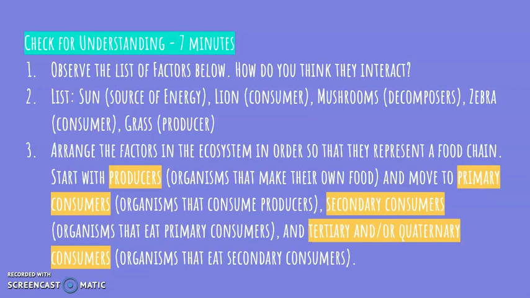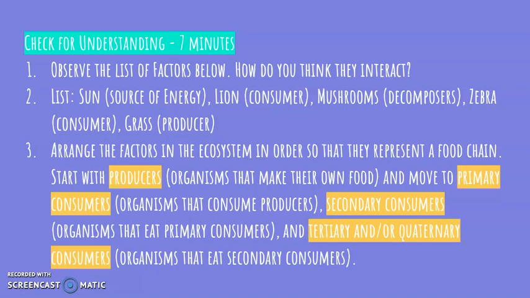For your check for understanding, I want you to observe the list of factors below and think about how they interact. The list includes the sun, which is a source of energy, a lion, which is a consumer, mushrooms, which are decomposers, zebra, which is another consumer, and grass, which is a producer. In the comment section, what I want you to do is arrange the factors in the ecosystem in order so they represent a food chain.